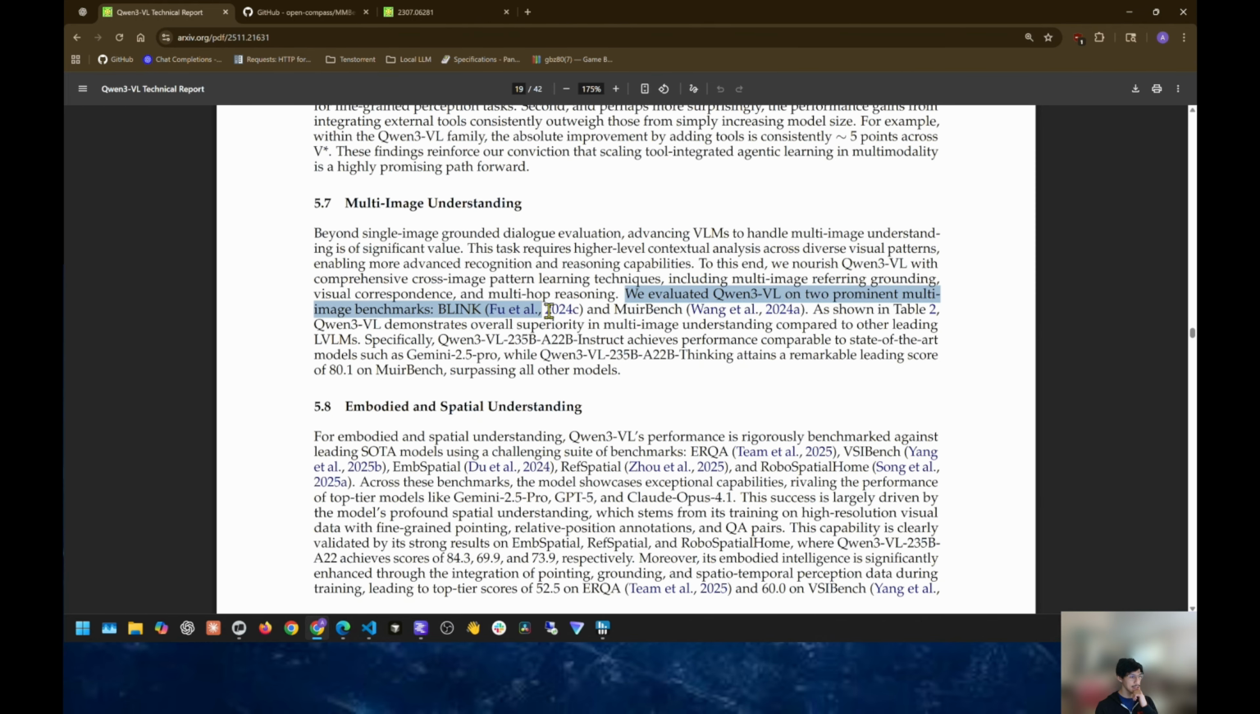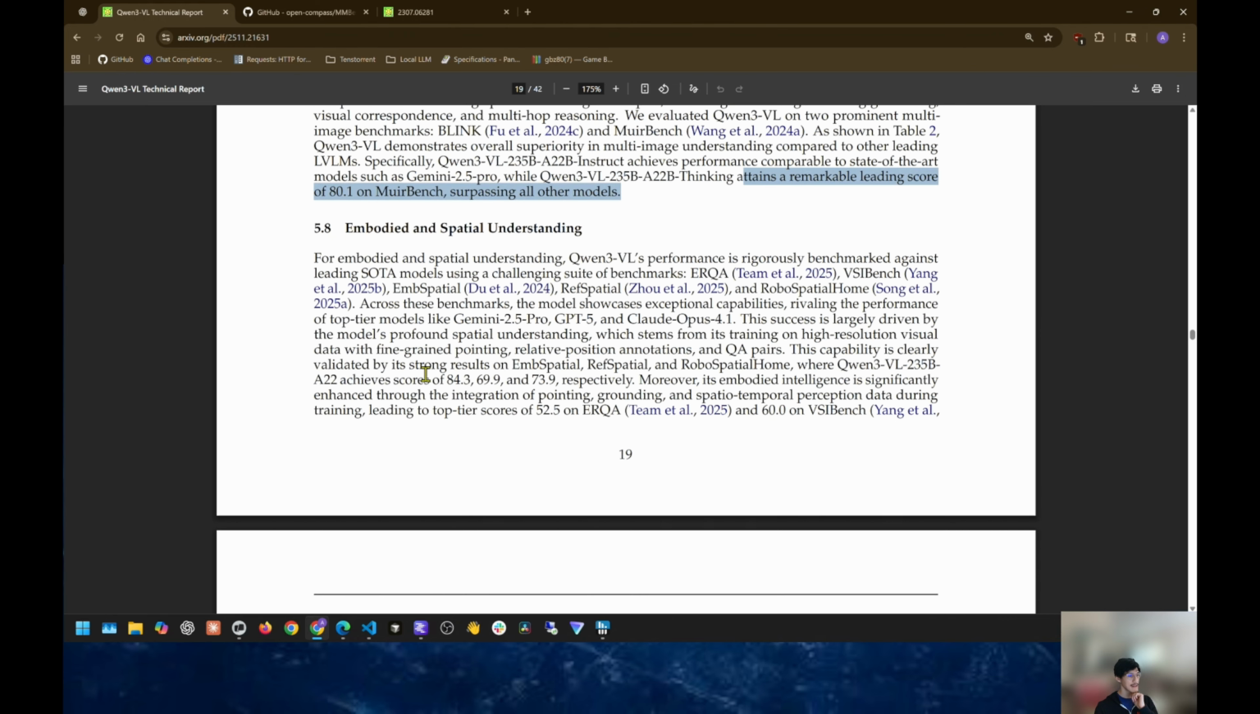As shown in Table 2, Qwen3 VL demonstrates overall superiority in multi-image understanding compared to other leading LVLMs. Specifically, Qwen3 VL 235B A22B Instruct achieves performance comparable to state-of-the-art models such as Gemini 2.5 Pro, while Qwen3 VL 235B A22B Thinking attains a remarkable leading score of 80.1 on MuirBench, surpassing all other models. Nice.